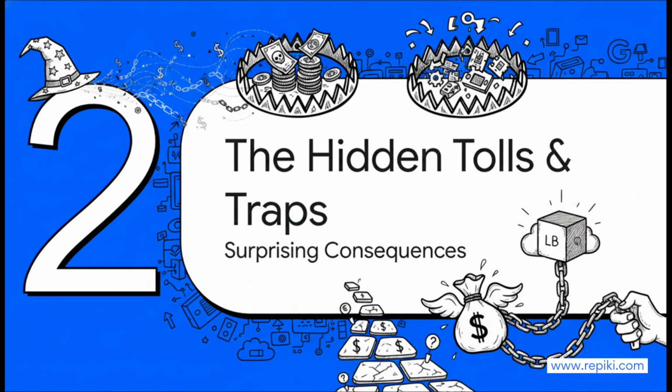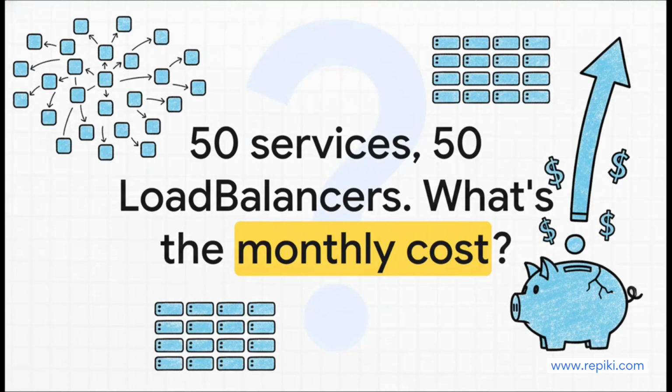And if you're not careful, using type load balancer can lead you straight into two major traps. One is going to hit your wallet hard. The other is going to break your application's logic. So let's imagine you're building a pretty typical modern app. You've got, say, 50 different microservices. The easy, convenient path is to just give every single one its own type load balancer service. But what do you think that actually costs?